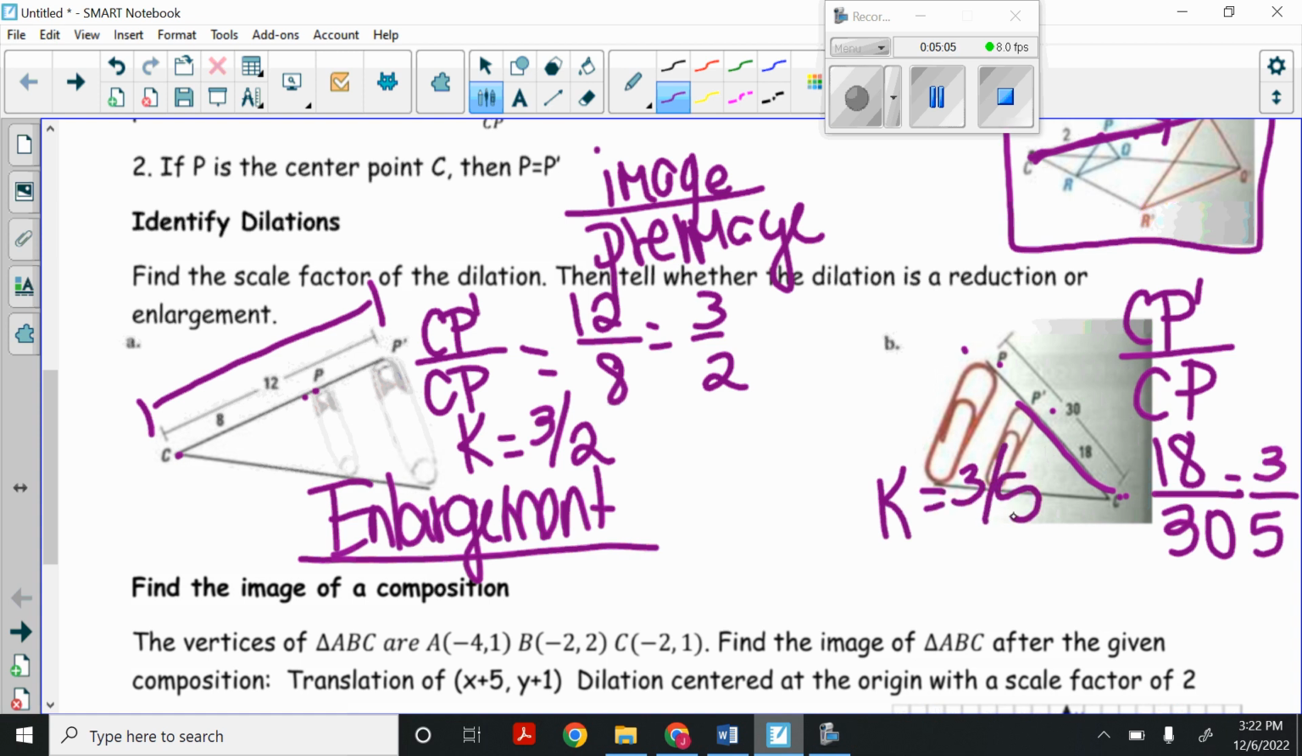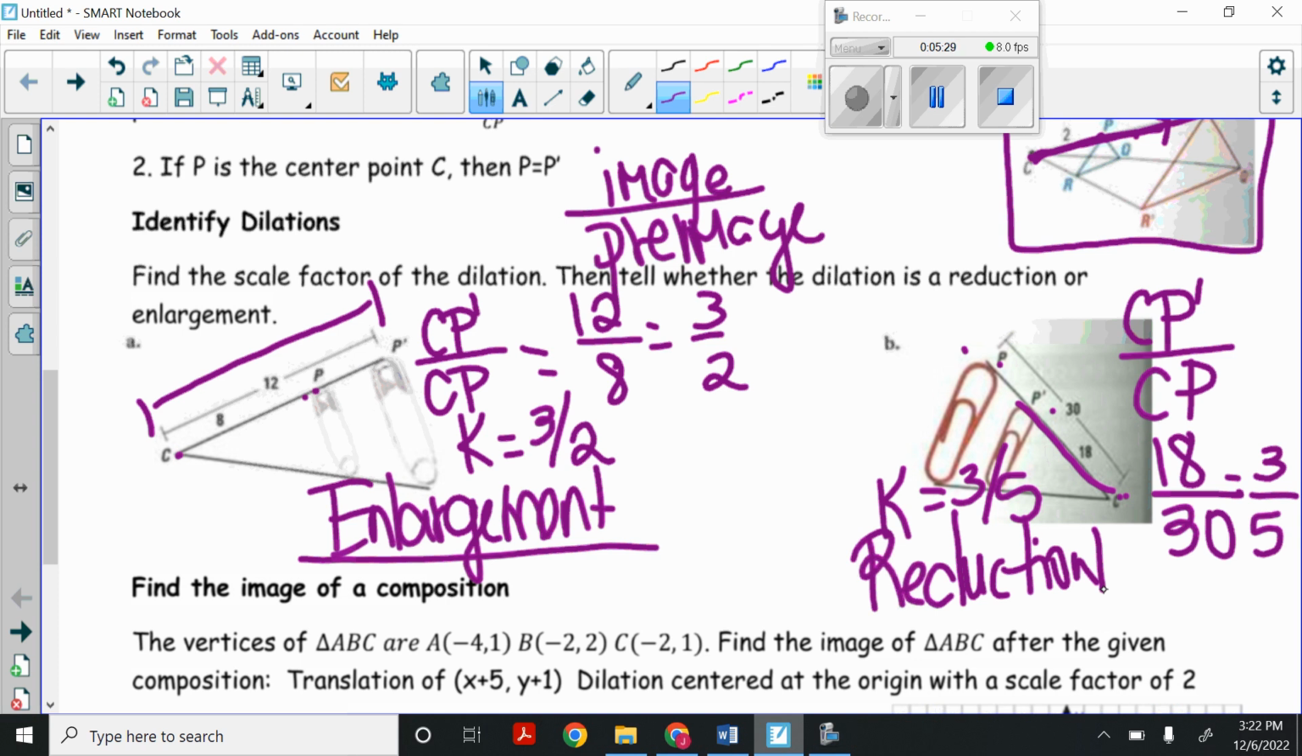Now I need to identify that as a reduction or an enlargement. 3/5 is smaller than 1, so that would be a reduction. So that's all there is to finding the scale factor and then determining if it's an enlargement or reduction. And just remember that the scale factor is always the image over the pre-image, and it's corresponding.